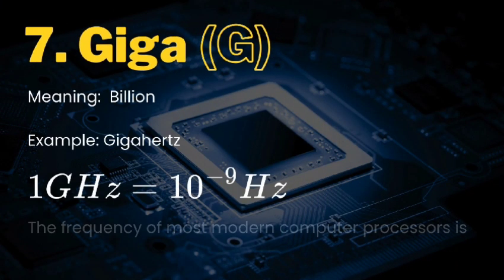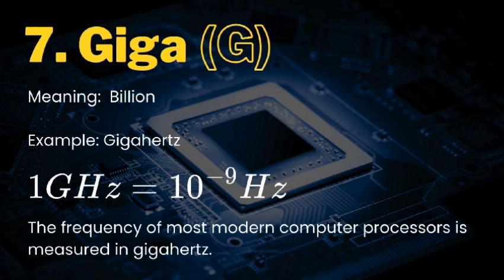Number 7, giga means 10 raised to power 9, that is billion. For example, gigahertz. 1 gigahertz is equal to 10 raised to power 9 hertz. The frequency of most modern computer processors is measured in gigahertz.